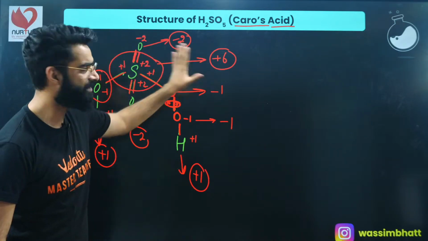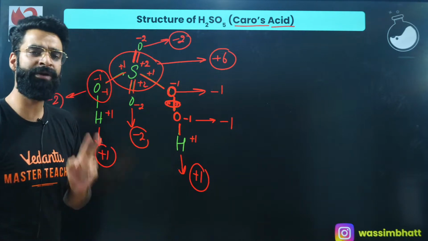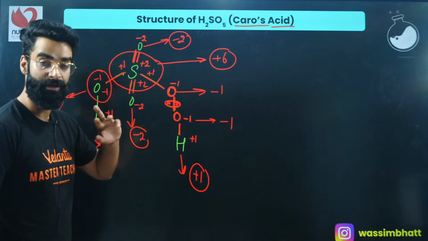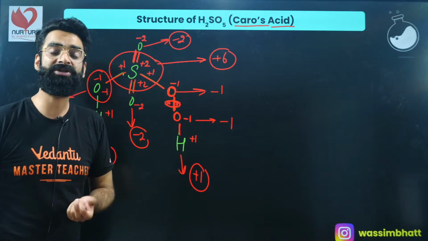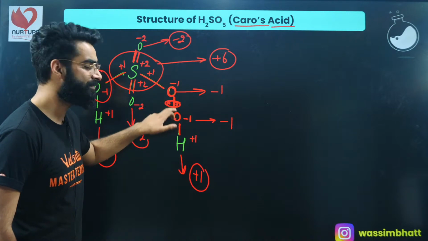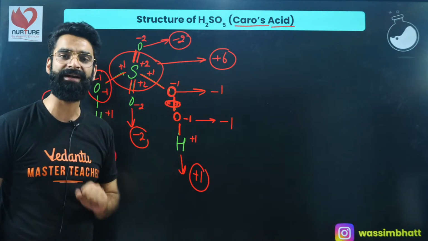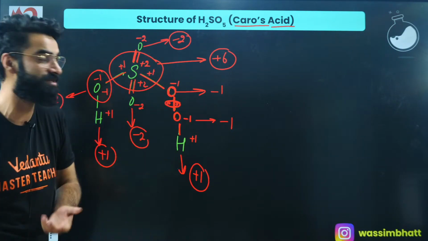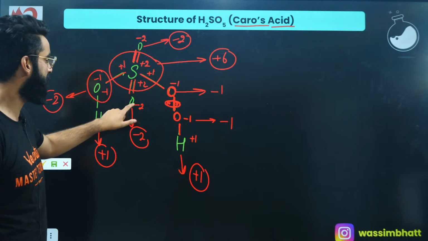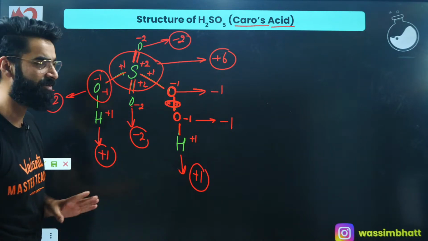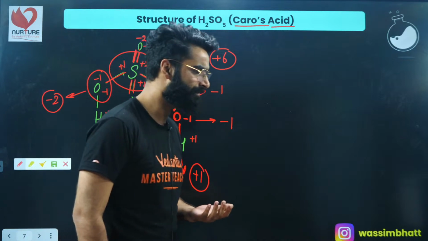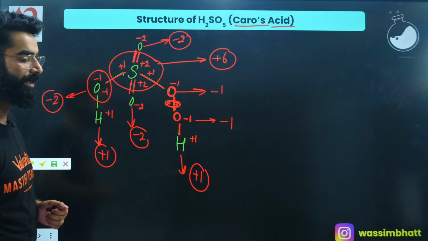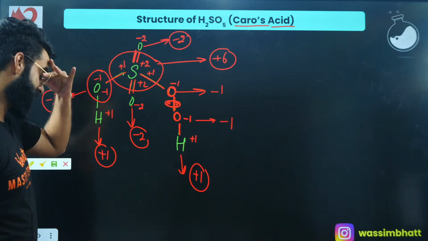How many peroxide linkages are there in H2SO5? There is one peroxide linkage. How many oxygen atoms are there with oxidation state of -1? There are two oxygen atoms in H2SO5 with the oxidation state of -1. How many oxygen atoms are there in H2SO5 with the oxidation state of -2? This is the one, this is the one, and this is the one. So there are three oxygen atoms with the oxidation state of -2. All these can be asked out of this. I'm sure it's clear to everyone.